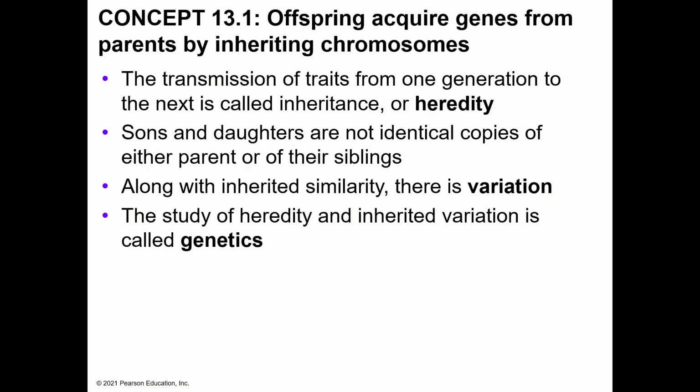Concept 13.1. Offspring acquire genes from parents by inheriting chromosomes. The transmission of traits from one generation to the next is called inheritance or heredity. Sons and daughters are not identical copies of either parent or of their siblings. Along with inherited similarity, there is variation. The study of heredity and inherited variation is called genetics.